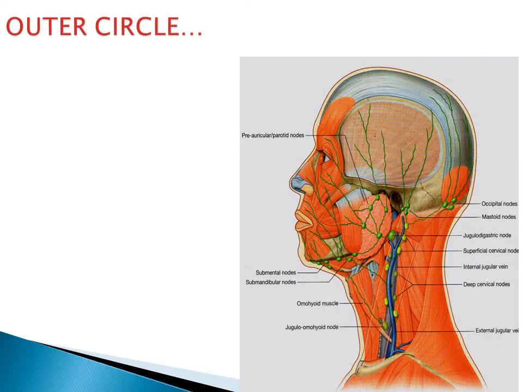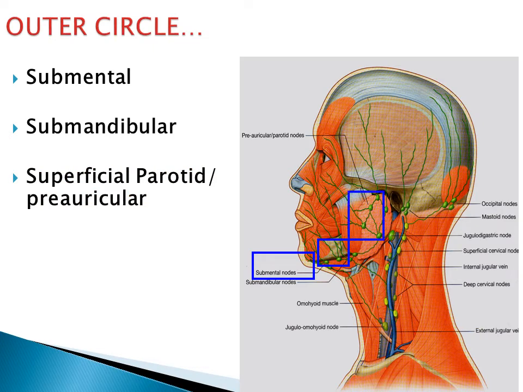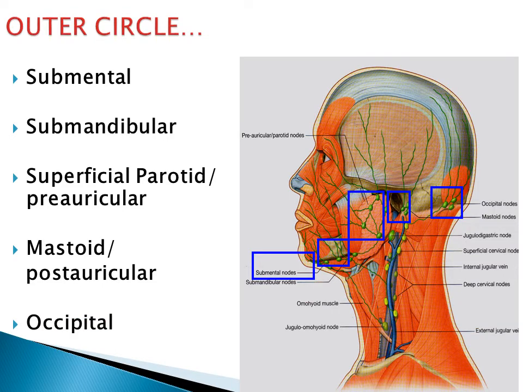Here once again we can see the lymph nodes of the outer circle. Submental, submandibular, next is superficial parotid or preauricular. What is next? Mastoid or postauricular, and last is the occipital. So these are the lymph nodes which form the outer circle of the peripheral group of cervical lymph nodes. I hope that is clear.